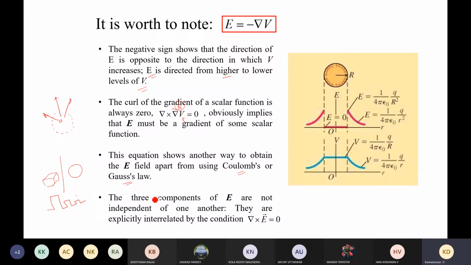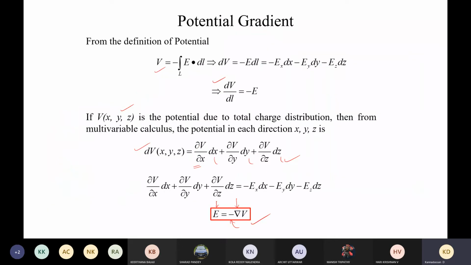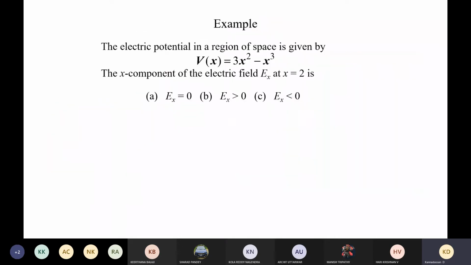The other very important aspect is these three components of the electric field, in all three directions. We think they highly depend on each other, but they do not. They just participate whenever this operator or multiplication or something else comes into the picture. So these are the things we have to understand from the potential gradient.